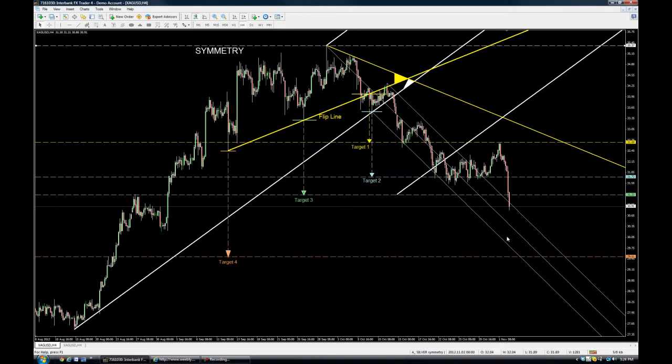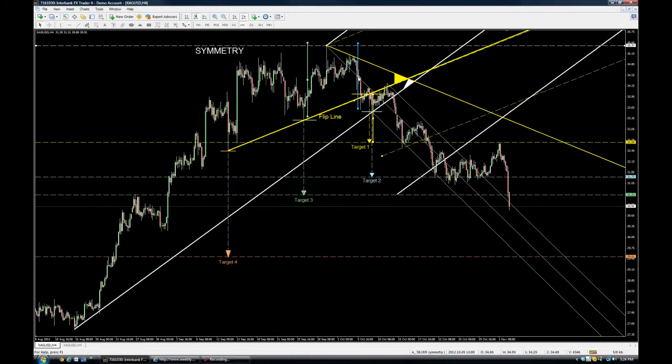Meaning that when we take the distance that price has traveled from the swing high here to where price broke the flip line, when we take that distance and flip it downward, that's our first target, meaning this is the minimum distance that we expect that price will travel below the flip line. In fact, we call that distance the measured move.